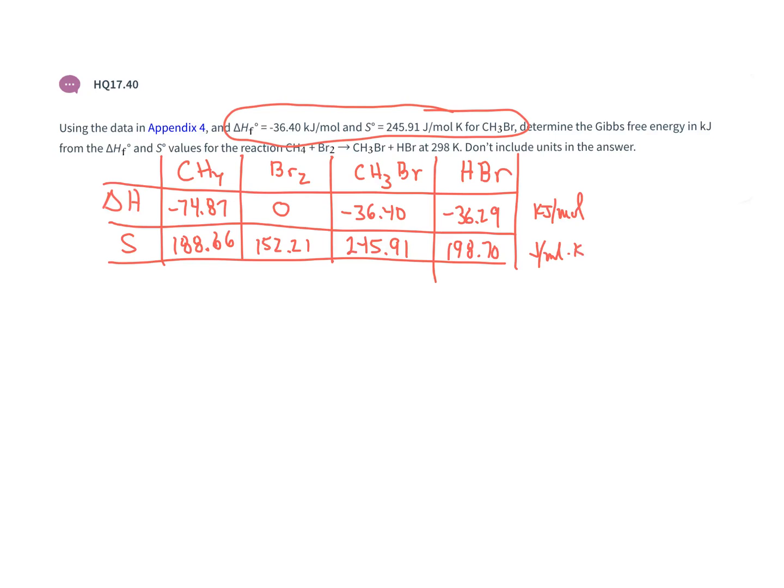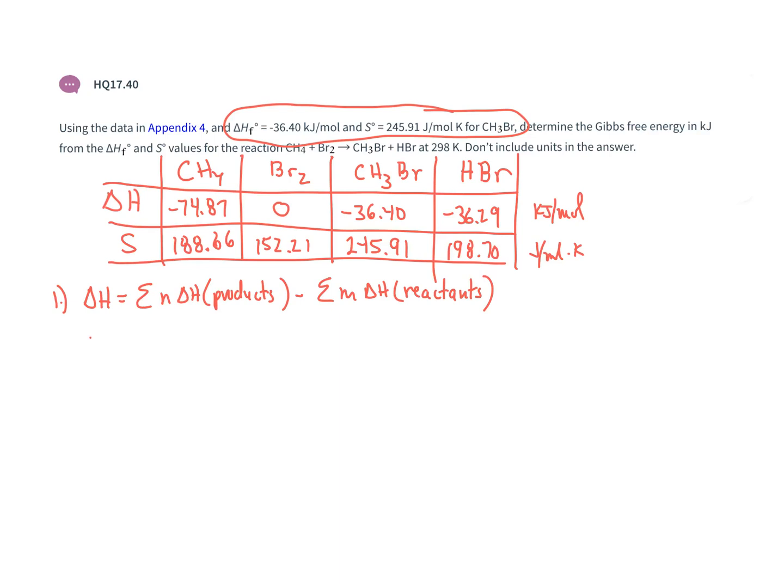Now we need to find the change in enthalpy and the change in entropy for this reaction. So we can find ultimately what is the delta H for the reaction, what is the delta S, and then we can find delta G. So our delta H calculation, we'll do that one first, right? Delta H equals the summation of how many moles and the delta H of the products minus the summation of how many moles and the delta H values of the reactants.